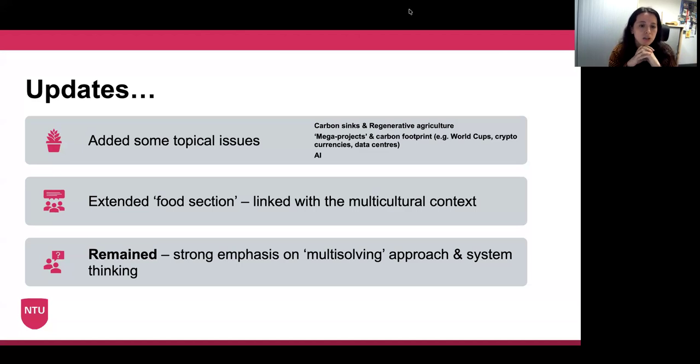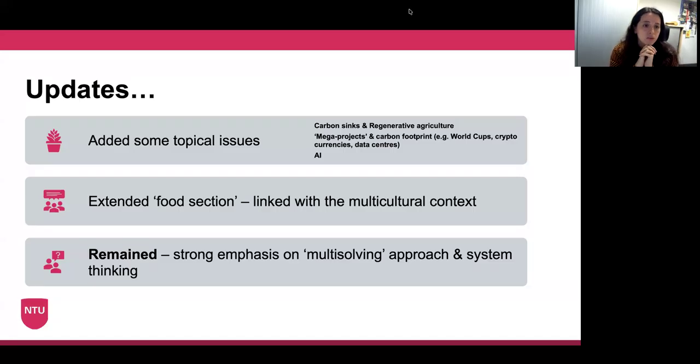And another thing which is a new addition is a reflection on AI from both positive and negative sides. It's a very controversial technology, but of course, as you're very well aware, AI has a huge carbon footprint, and we cannot ignore it when we talk about climate literacy.